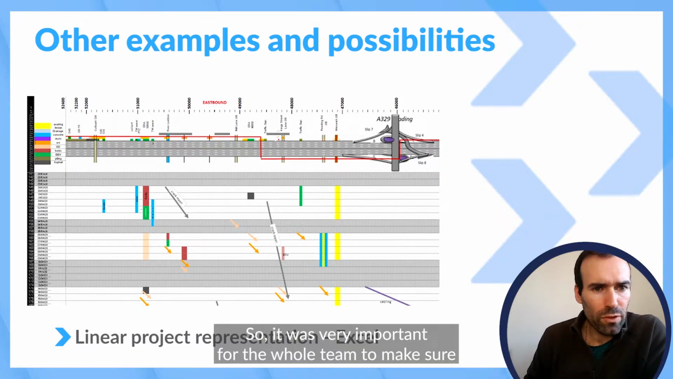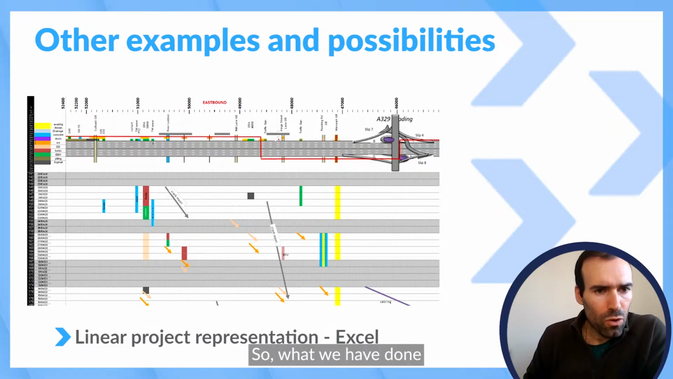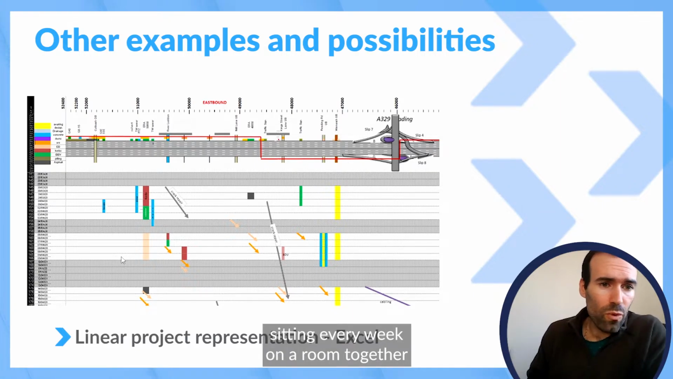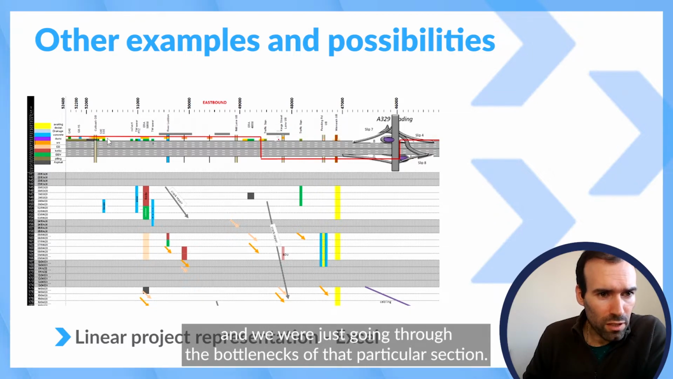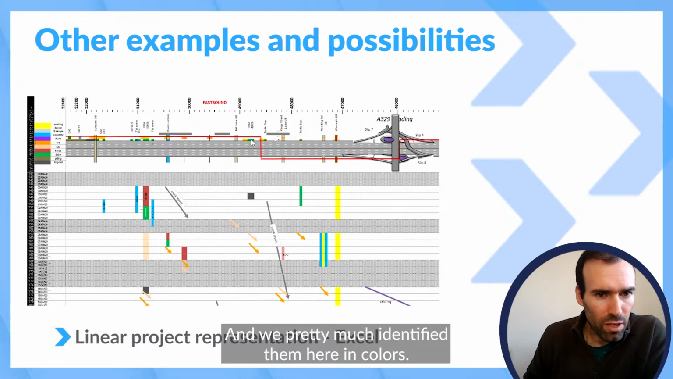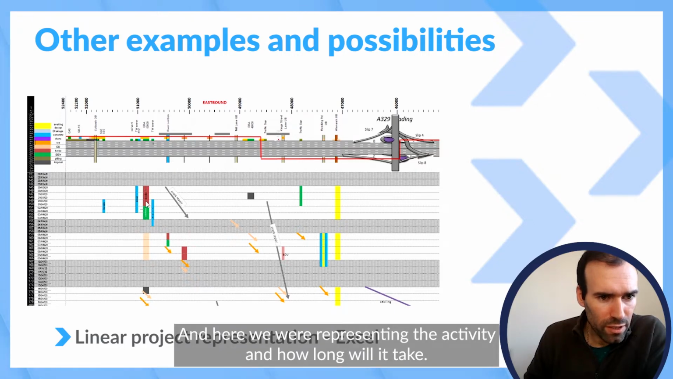So it was very important for the whole team to make sure that we were not missing the date of the installation of that cable. So what we have done in the last 2 months before that date, we were just sitting every week in a room all together, and we were going through the bottlenecks of that particular section, and we pretty much identified them here in colors. Where were they located? And here we were representing the activity and how long it would take.